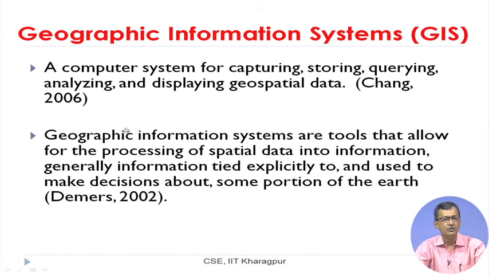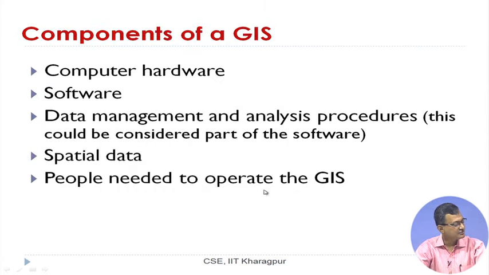So, if we look at some of the formal definitions, it is about capturing, storing, querying, analyzing and displaying geospatial data. Geographic information systems are tools or platforms which allow you to handle spatial data, information related explicitly or implicitly to the earth surface. So, we are not going deep into the things, just to show what sort of data, just to have an idea of the thing.